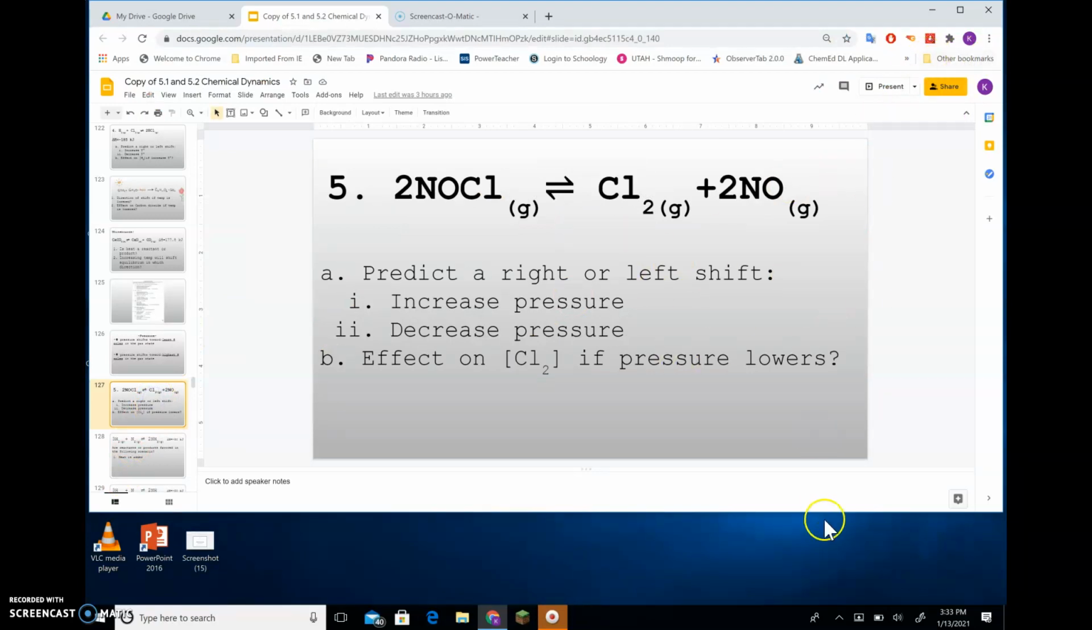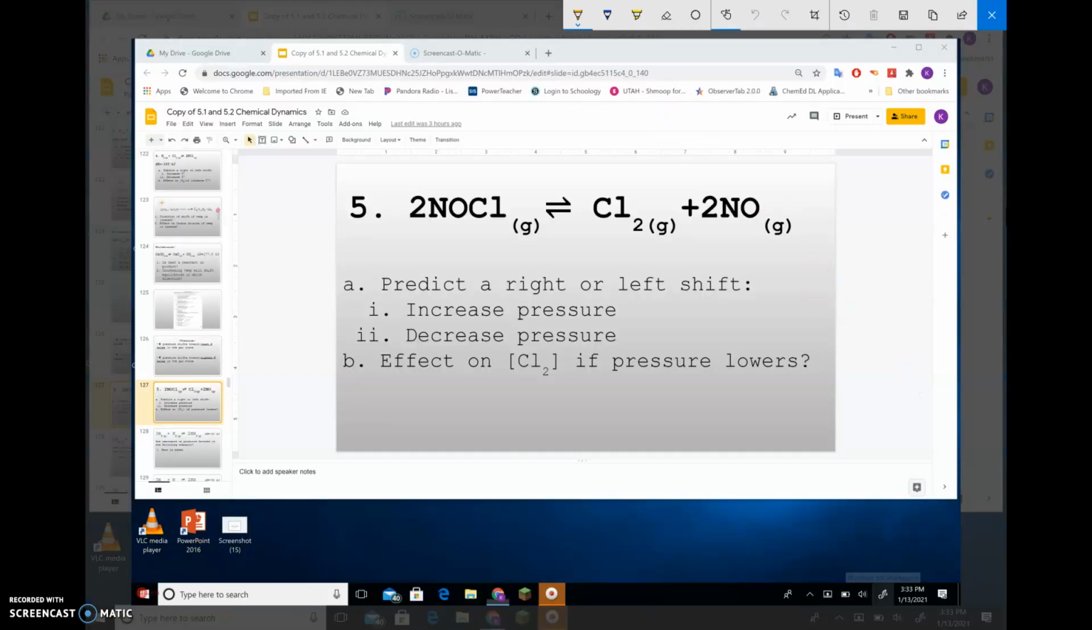Okay, so here's a question. Predict a right or left shift when we increase and decrease the pressure. So let's start with increase, okay? The first thing we have to do whenever it talks about pressure is find out how many moles of gas we have. So these little things right here, this tells us that it's in a gas state. If it says S, that means it's a solid state. If it says L, it means liquid state. If it says AQ, this means aqueous, and aqueous just means that we have dissolved that substance in water. So if it says something like NaCl, that means that salt has been dissolved in water.